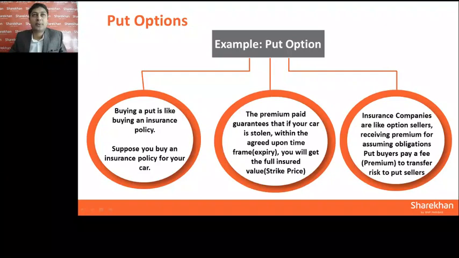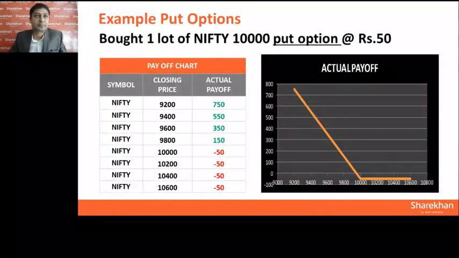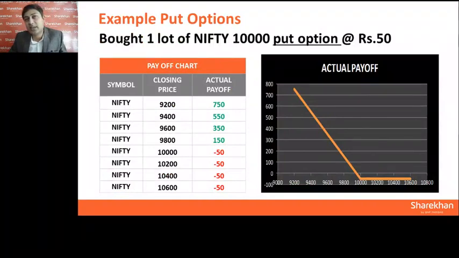Example of put option. If you buy one lot of Nifty 10,000 put option at 50 rupees, and Nifty is trading at let's say 10,000 level, if Nifty keeps on trading above 10,000 level till the expiry, this 50 rupees of premium which you have paid at the beginning will become zero by the end of the month. But if Nifty corrects to 9,600 level, the same 50 rupees option will become 400 rupees, and it will give you a profit of 350 rupees.